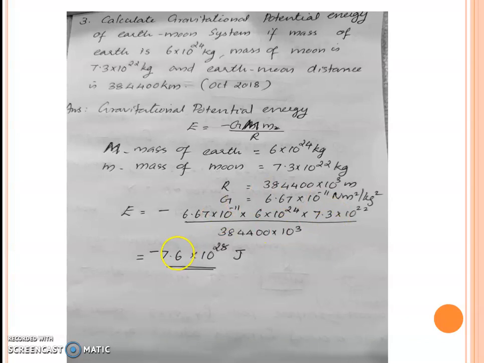Now by solving this, we will get the gravitational potential energy as minus 7.6 into 10 raised to 28 joule. As I mentioned in the earlier question, this negative sign represents that the work is done by the gravitational force. Okay, let us move on to the next question.